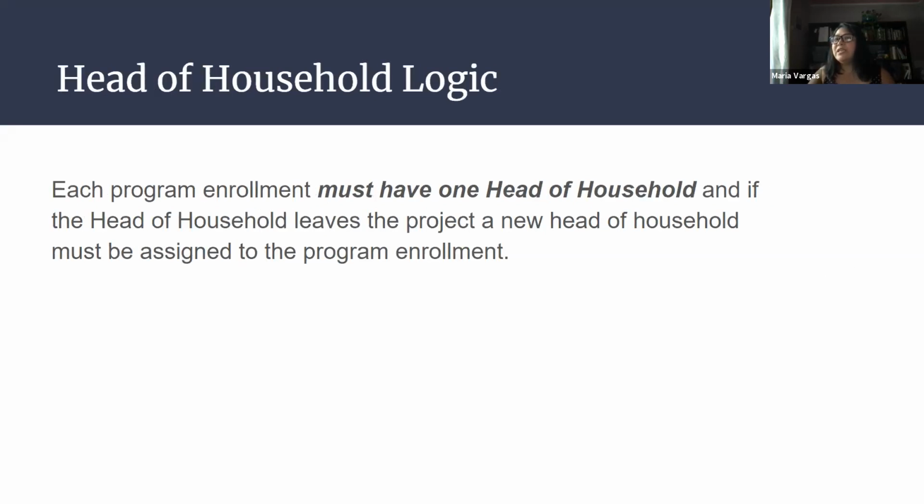Head of household logic. This is more of a reminder, because we've trained on this, but each program enrollment must have at least one head of household. And if that head of household leaves the project, a new head of household has to be assigned to the program enrollment. Sometimes that won't happen, and we've addressed that with some end users, but this is just something that's going to be rolling out as well for 10/1/21. If we go to the next one.